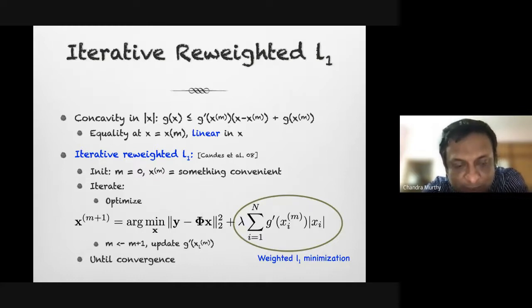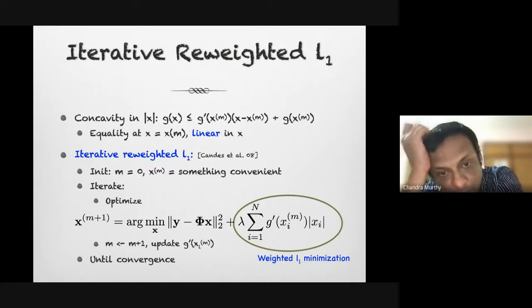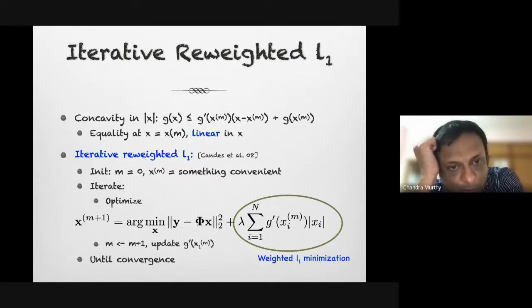So you can keep iterating between these two steps, optimizing and then updating g prime of xi of m until convergence. And this is called an iterative reweighted L1 minimization algorithm. One nice thing about this approach is that because in each iteration you're solving an L1 minimization problem, and L1 minimization itself promotes sparsity, you will get sparse solutions in each iteration. And you can stop it at any time, and at that point, you will have a sparse solution. But if you run more iterations, you may get more and more sparse solutions if your g of x was more and more sparsity promoting.